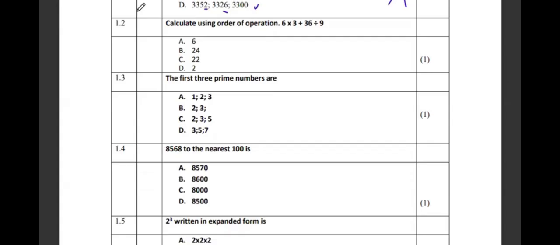Then 1.2, calculate using the order of operation. So order of operation is what we call the BODMAS, but some people also extend it to have what we call the BEDMAS. The E stands for the exponents. So we start with, we don't have brackets. We do have division. So we're going to start with the division, then multiplication. Addition will come last. So this is going to be 36 divided by 9. That's a 4. So 6 times 3 plus a 4. Let's multiply this. It's 18 plus 4. Answer is 22, which is C. So the correct option becomes a C.